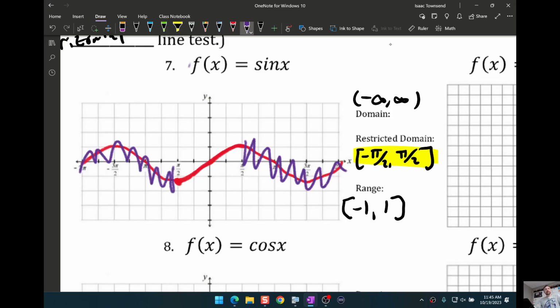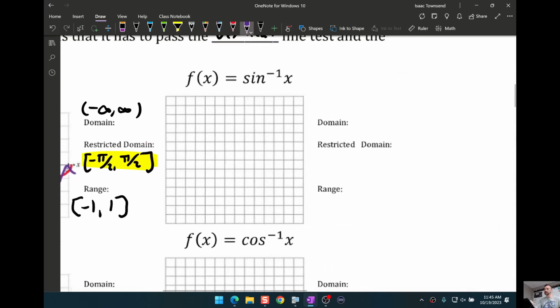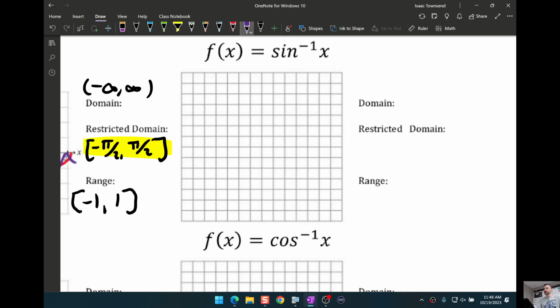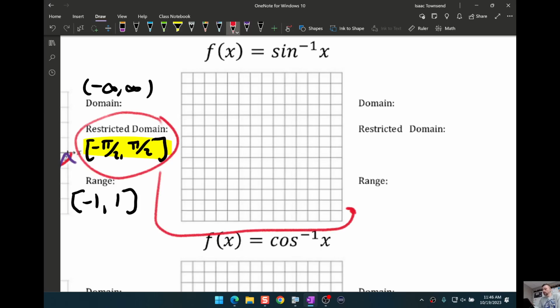The reason why that's important, again, I can just tell you what they are, and I've done that some years, but this is the restricted domain, and how this helps us know something about inverse sine is that inverse functions are swapping input and output. So that also means it's swapping domain and range. So the restricted domain will become the range.